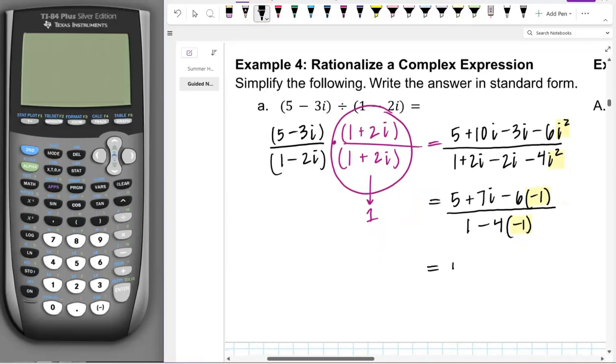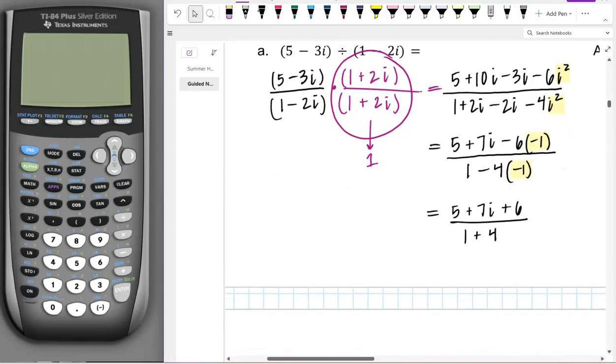So on the top, we're going to multiply our negative 6 times our negative 1 to give us positive 6. On the bottom, negative 4 times negative 1 is positive 4. And then you're going to combine your real numbers, 5 and 6, to make 11, and 1 and 4 to make 5.